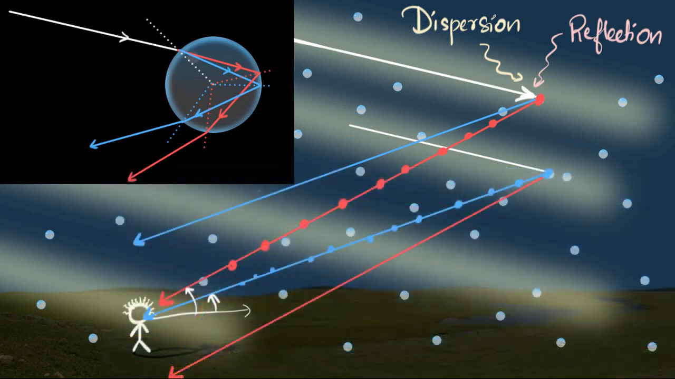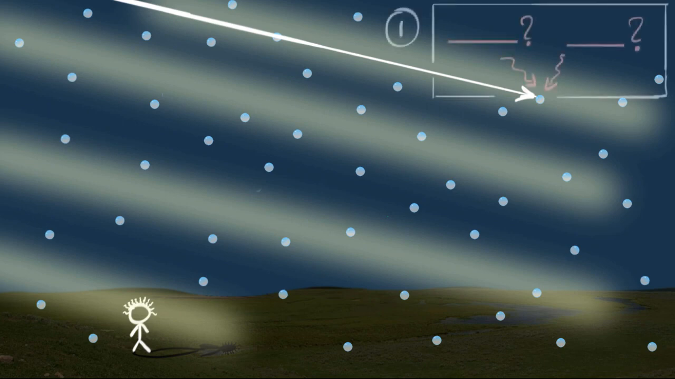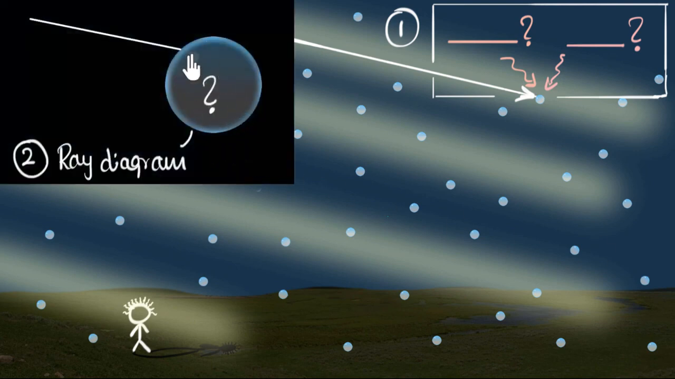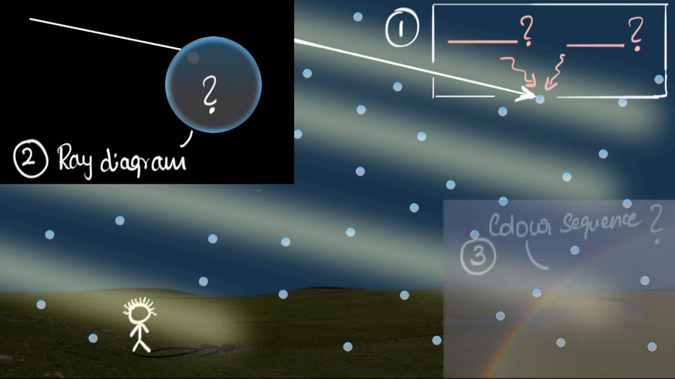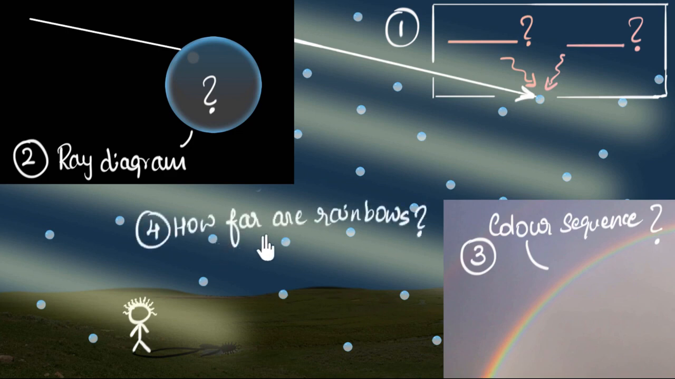So let's summarize what we just learned. So let's recall some important things from the video. Can you first of all recall what are the two important phenomena that have to happen to our light in order for us to see rainbows? Secondly, can you draw a ray diagram showing refraction inside the raindrop? Then, using that ray diagram, can you explain the color sequence of the rainbow? Why is it that we always get red on the outside and the violet or the blue on the inside? And finally, can you explain maybe to your friends or to your family, how far are the rainbows? If you have trouble answering this question, don't worry, you can always go back and revisit the parts of the video.